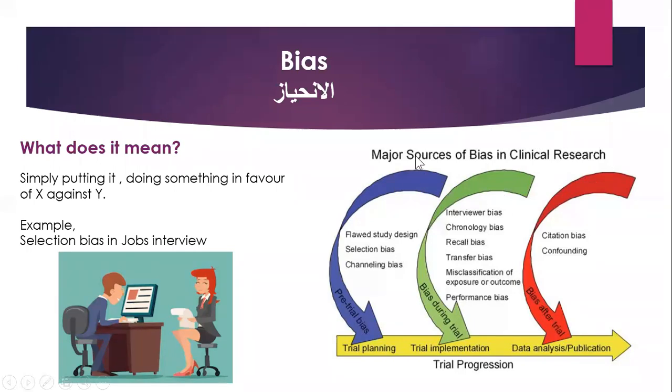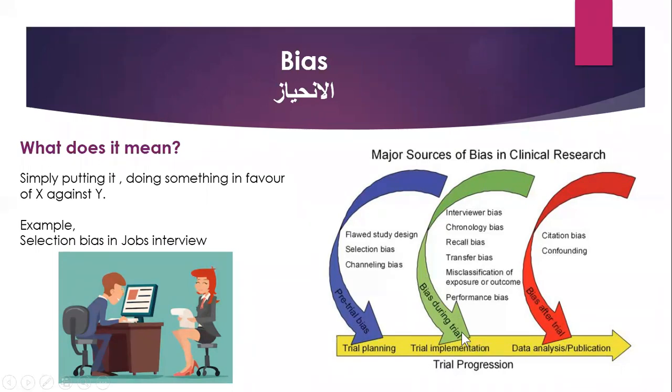But to be more professional, major sources of bias in any clinical research, I thought this is a nice diagram which will show you that the research or trial progression, or any research progression, starts with the planning stage, implementation stage, and then analysis and publication. And in each one of these stages, you can get bias. So you can get a flawed study design, where the design is completely wrong but you carry on with it because you're convinced that it's right. Of course, selection bias, which involves inclusion criteria and exclusion criteria, and of course channeling bias throughout the planning process.